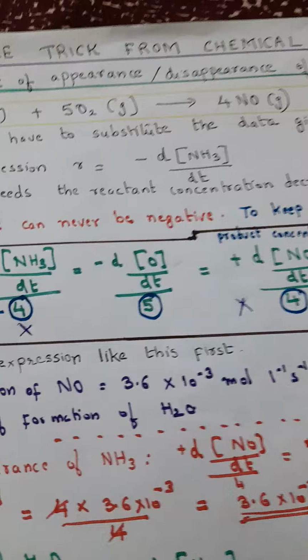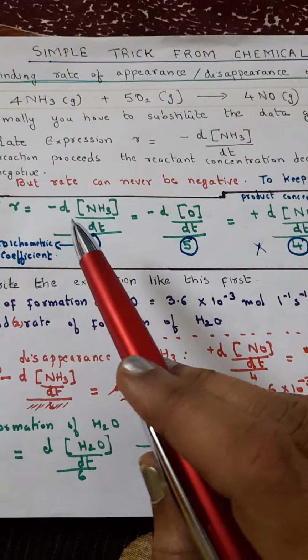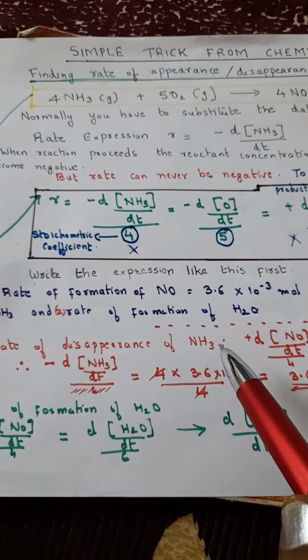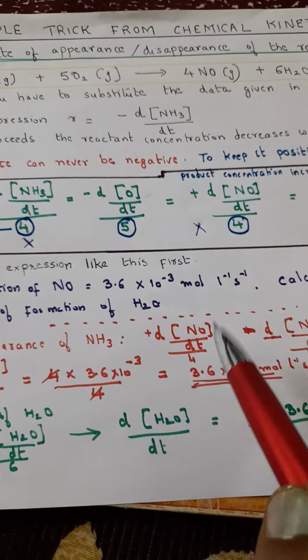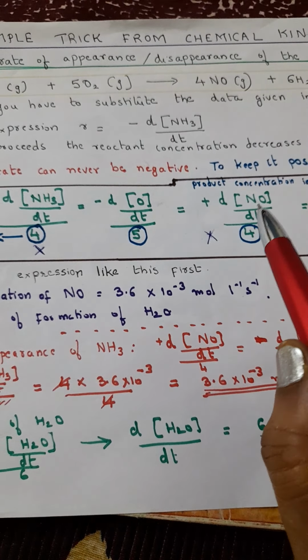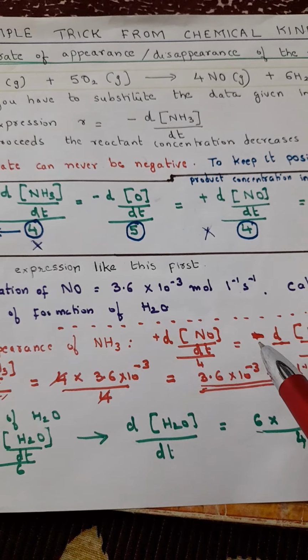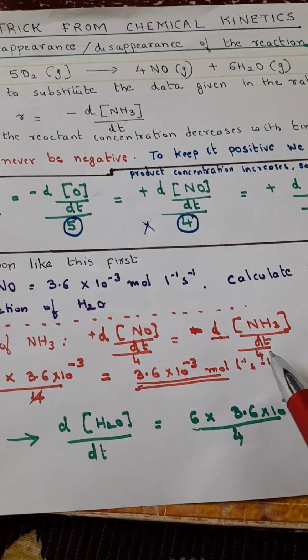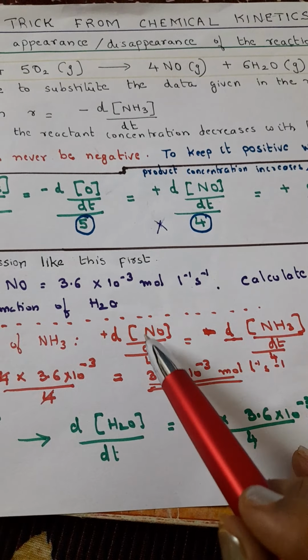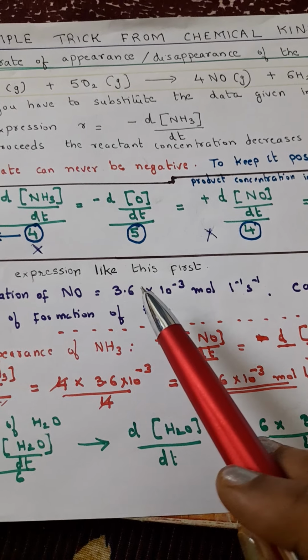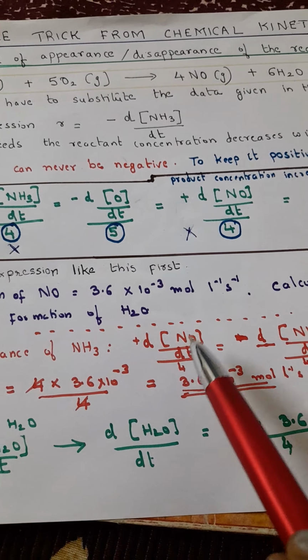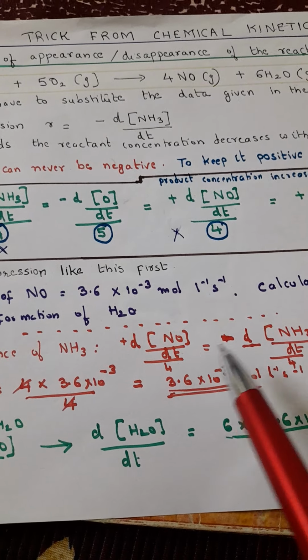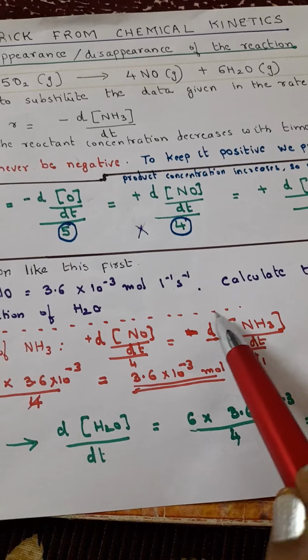Okay, so what you have to do is just we'll write like this: rate of disappearance of NH3 is equal to, see, d by dt of NO the whole by 4 is equal to minus d of NH3 by dt by 4. Okay, now this value is given in the question. See, look here, it is 3.6 into 10 raised to minus 3.